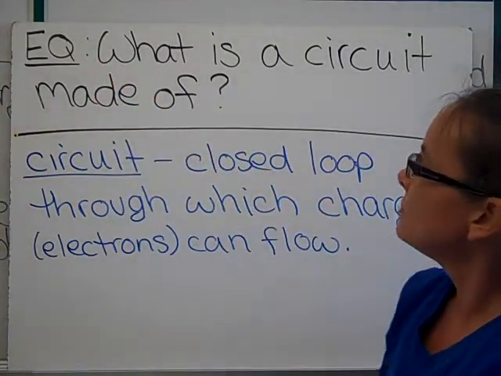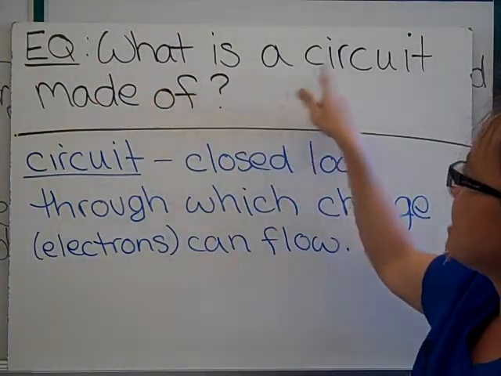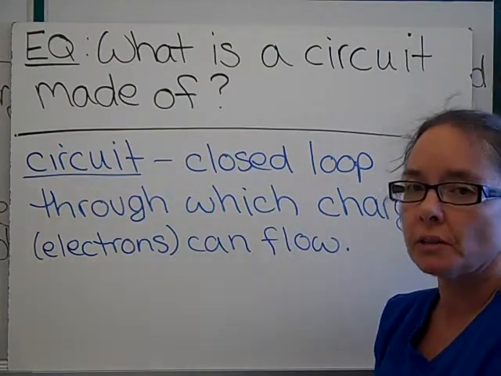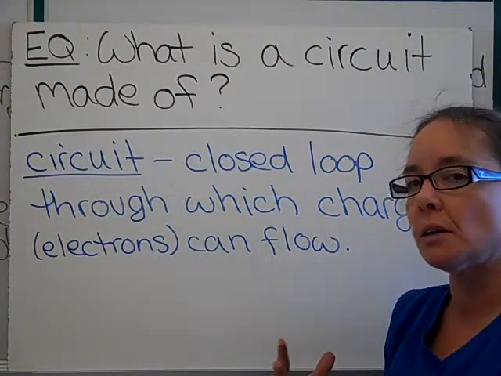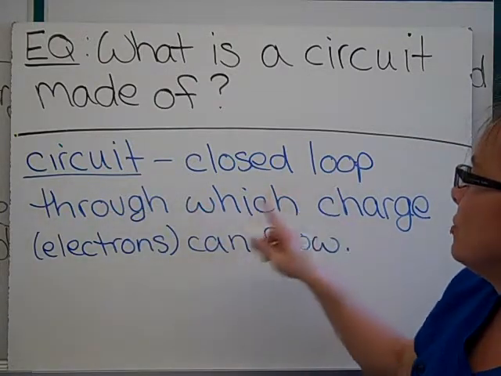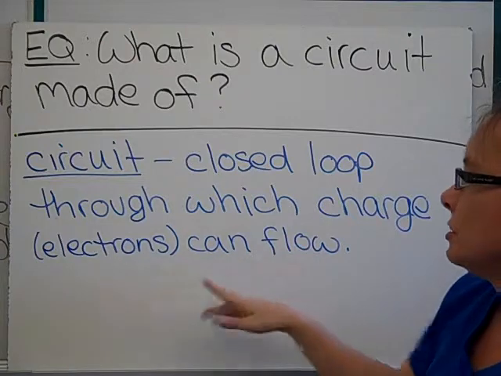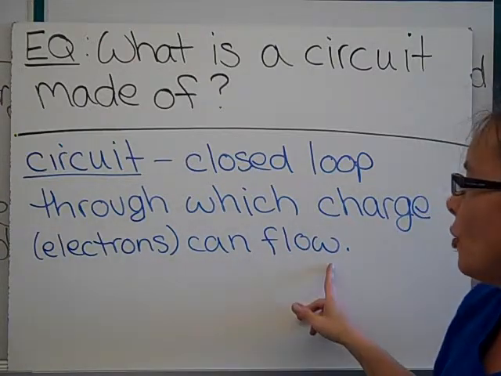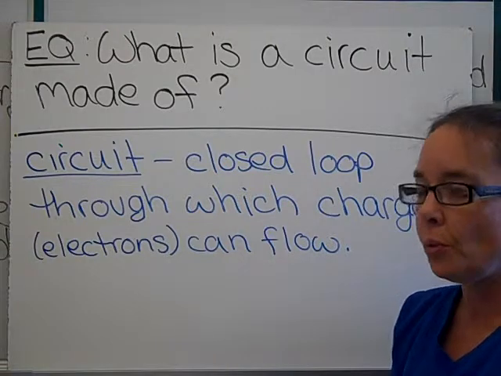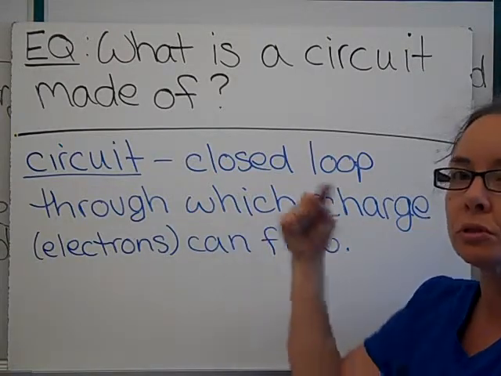The essential question: what is a circuit made of? So we're going to talk about the parts of a circuit today and what makes up a circuit. A circuit is a closed loop through which charge, which is electrons, can flow. In order for electricity to flow, we actually have to have a closed loop.